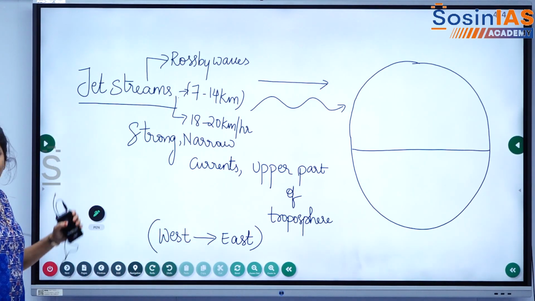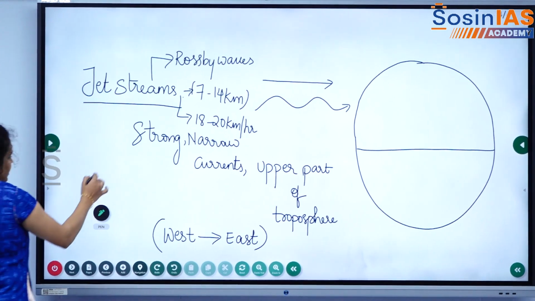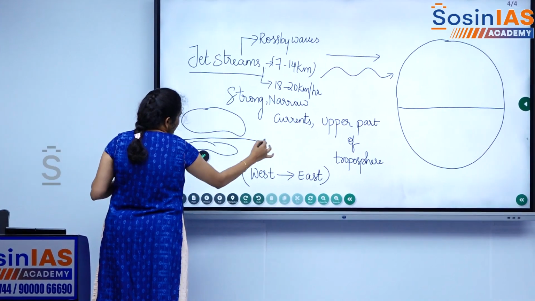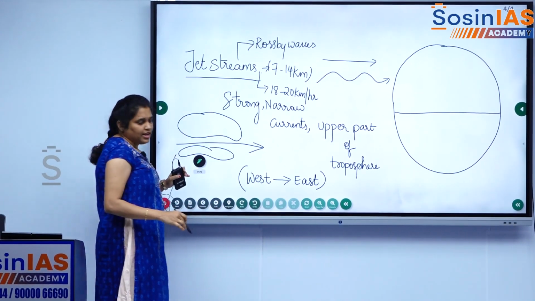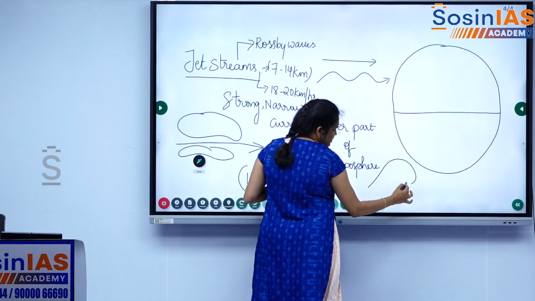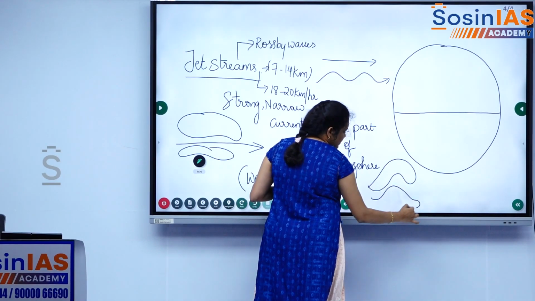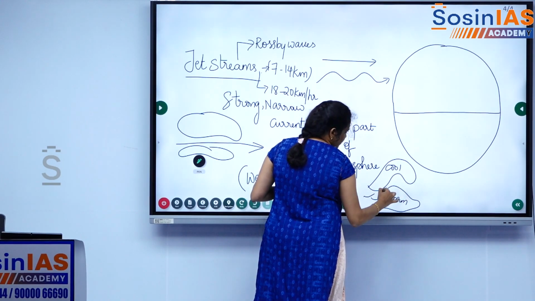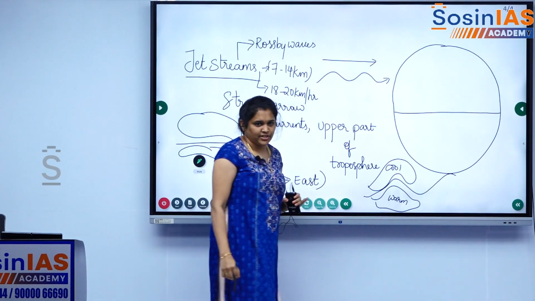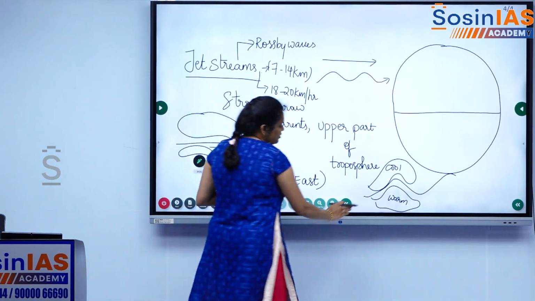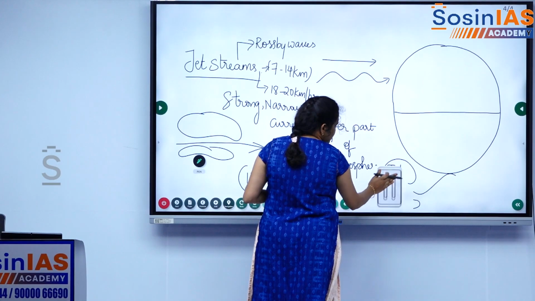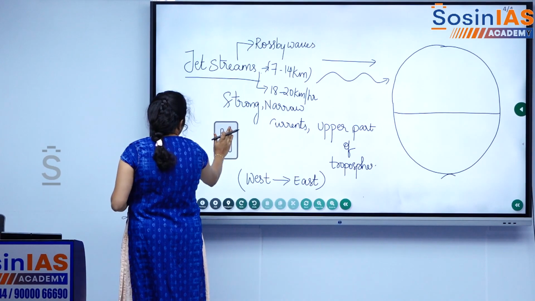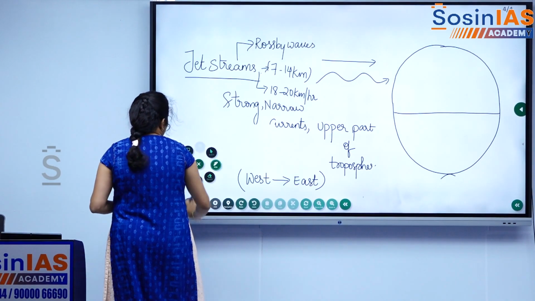I'll tell you how this happens. For example, there is a cooler air mass and a warmer air mass below. The jet stream will tend to move like this. If there is a cool air mass like this and a warm air mass like this, you will find the jet stream moving in a meandering fashion. What is an air mass? Frontogenesis is another topic. But as of now, just remember, jet streams don't only move in straight lines, they actually move in a curved fashion as well, to form Rossby waves.